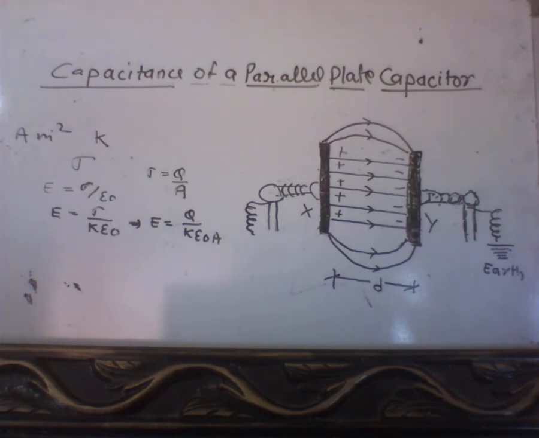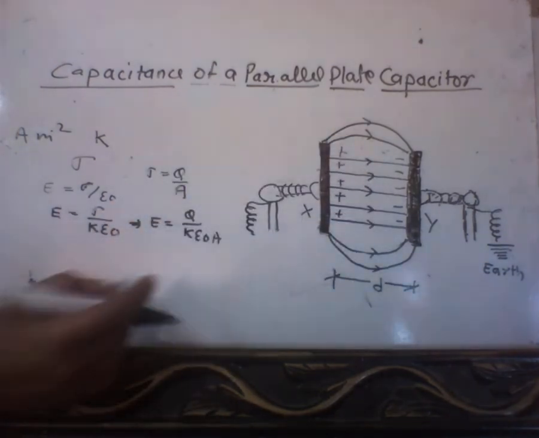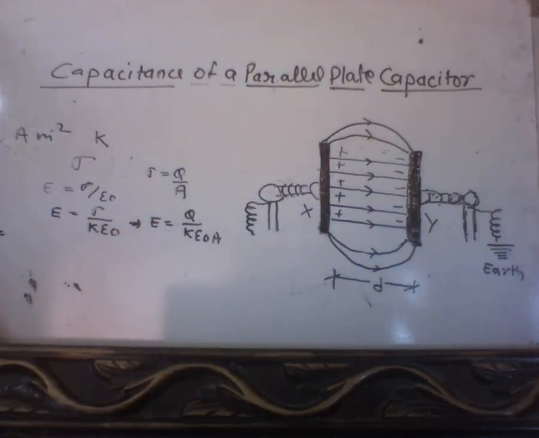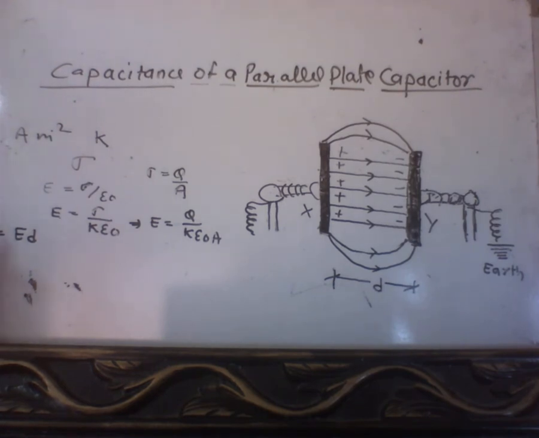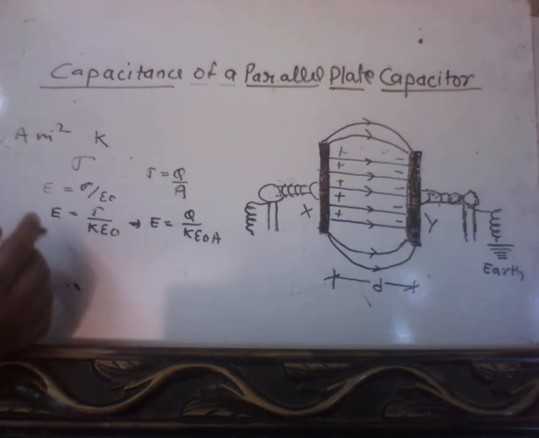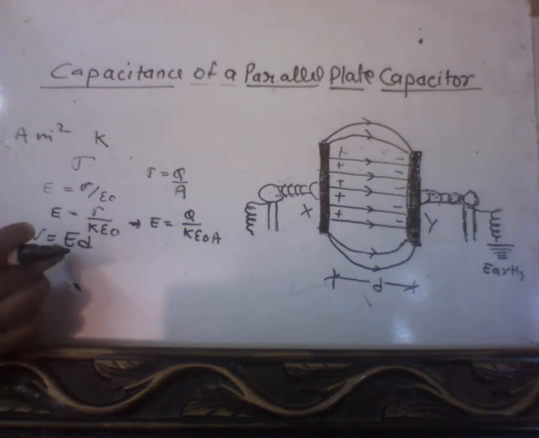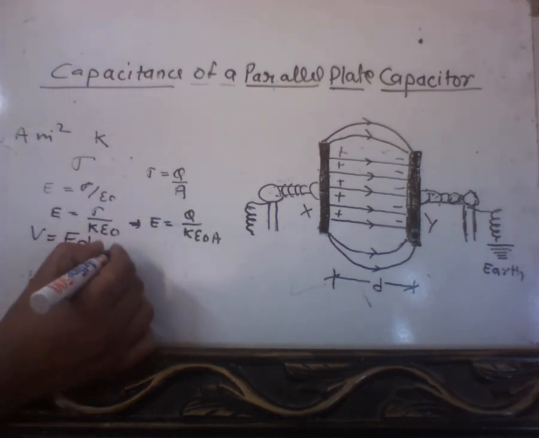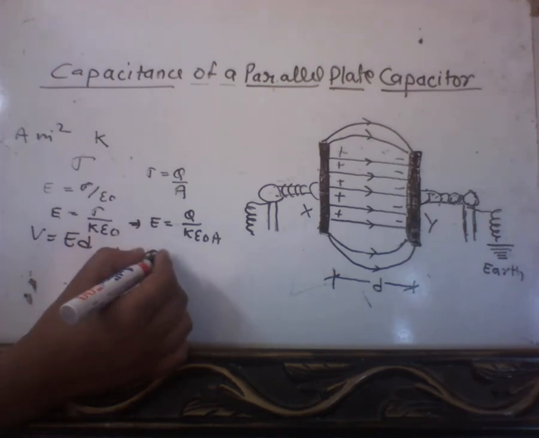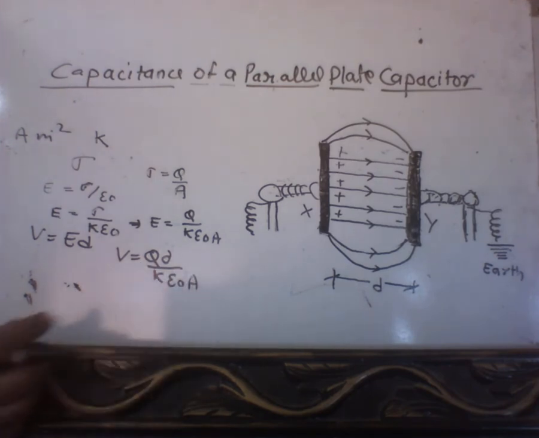Now let the potential difference between the plates be V. So V is equal to E d. Now substituting the value of E from the above equation, we will get V equals Q d upon K epsilon naught A.